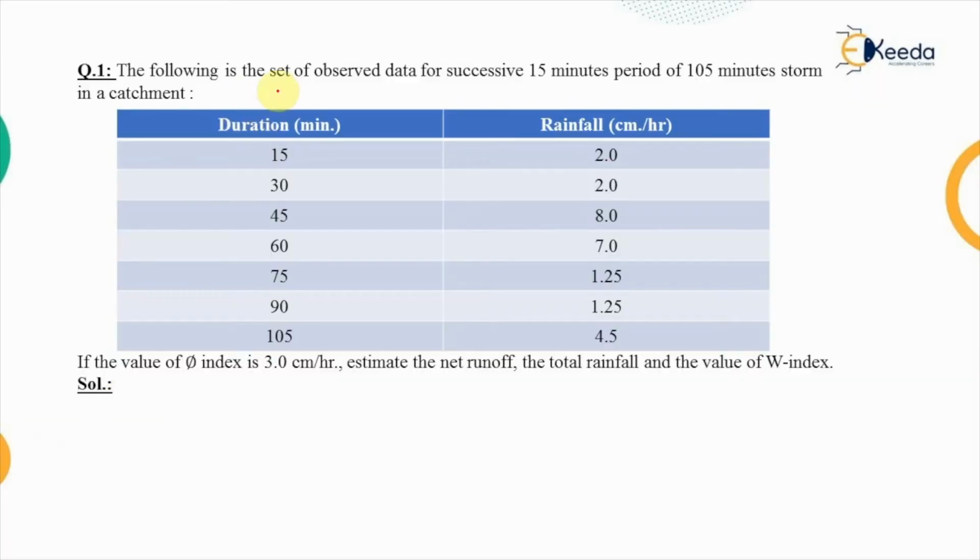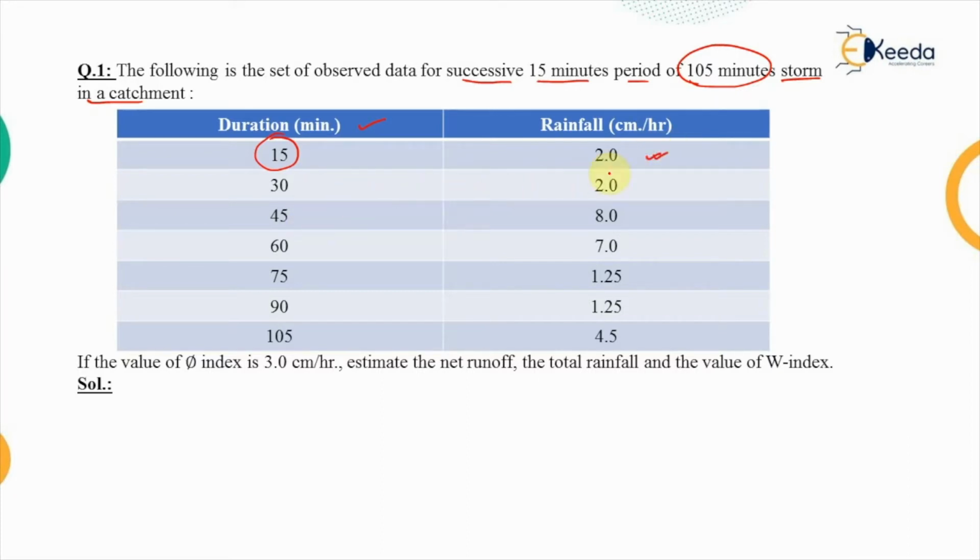The first problem says that the following is a set of observed data for successive 15 minutes periods out of the total 105 minutes of the storm in a particular catchment. In the first column, the duration in minutes is given, and corresponding to that duration, the rainfall is given. That means when we look at the first 15 minutes, the rainfall intensity was 2 centimeter per hour.